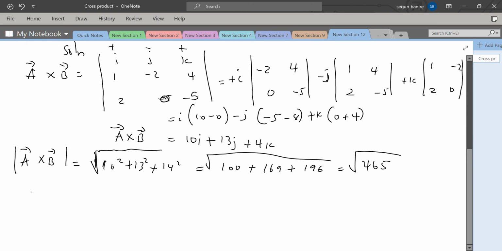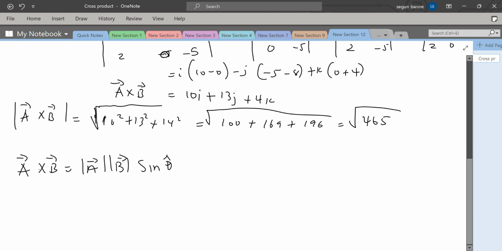Also take note that the cross product can be used to find the area of a parallelogram and the area of a triangle. But before then, you should know that A cross B is equal to the magnitude of A times the magnitude of B times sine theta. That is the meaning of this cross product. You can also get it using this other side. Let's now move on to the area.